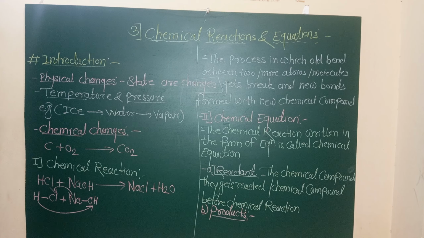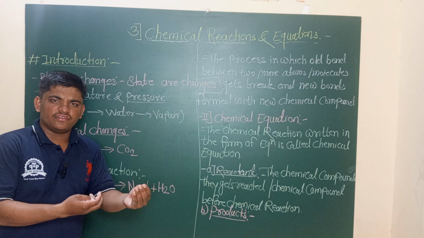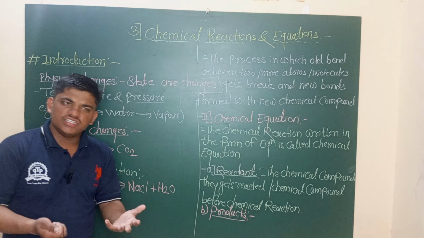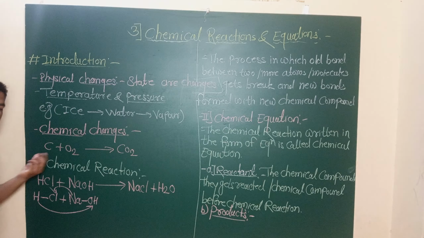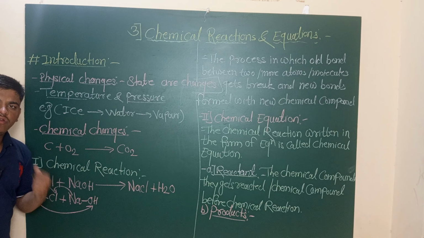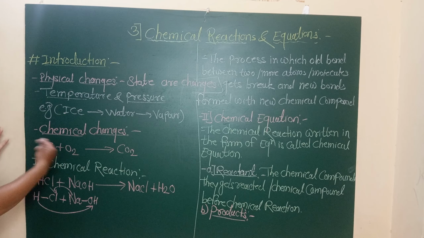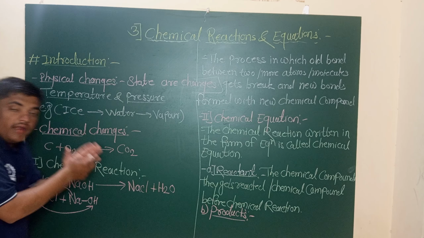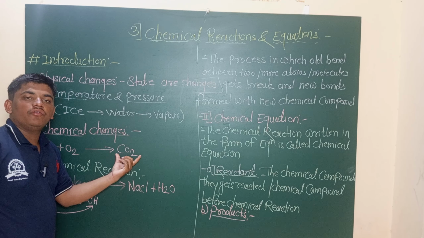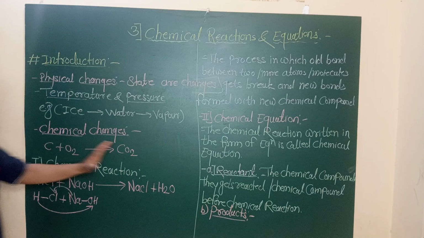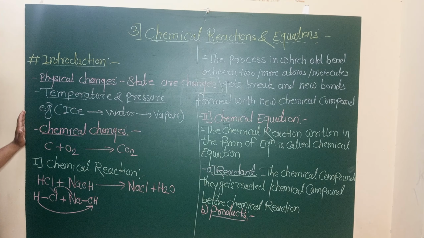The second one is chemical changes. In a chemical change, the chemical compositions of the reactants and products change. Here is a single carbon atom, and two oxygen atoms are combined to each other to form an oxygen molecule. They are separate, but they combine to change the chemical composition. This new chemical composition is carbon dioxide. The chemical composition changes. These changes are known as chemical changes.